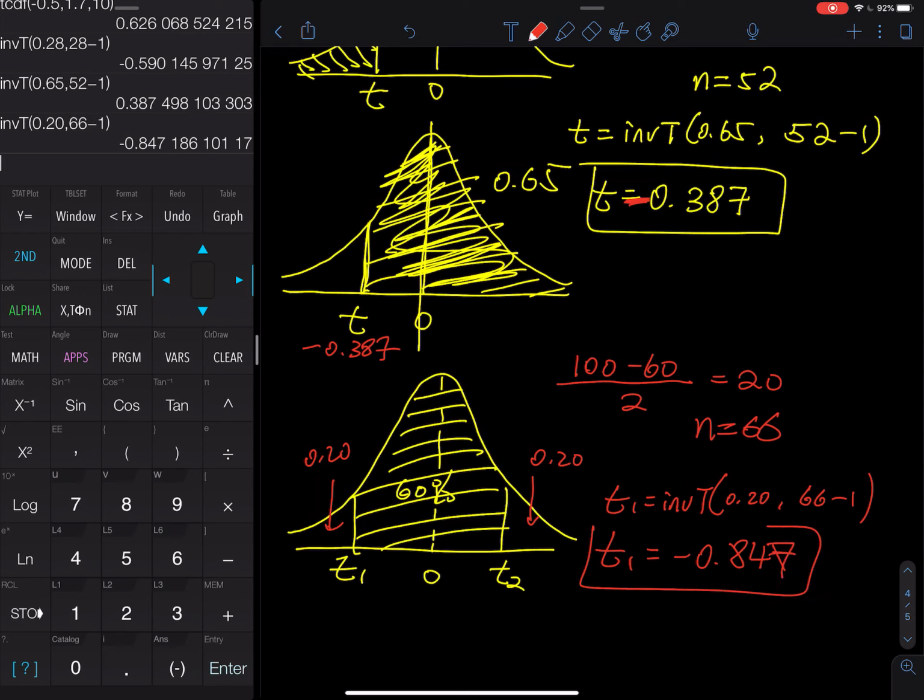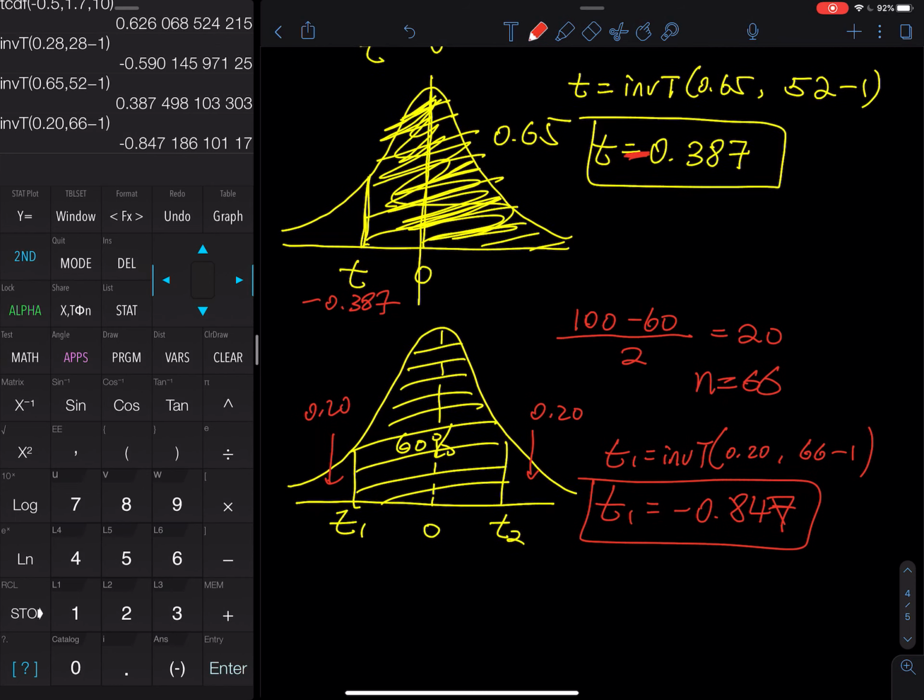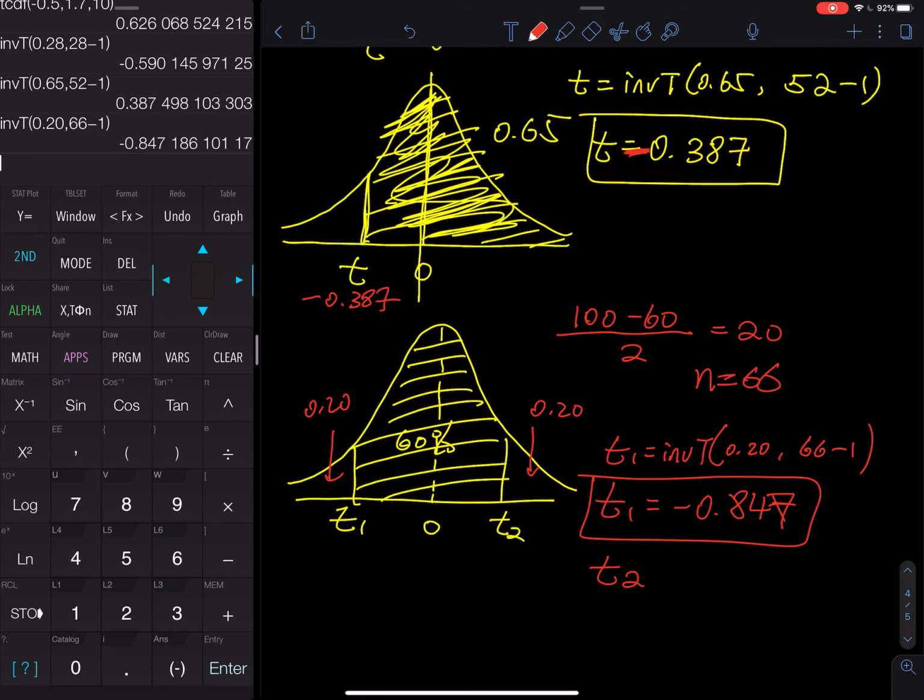So that is my T1, it is on the left side of 0. Of course, we use negative. And then T2 is positive 0.847. So that's how you find the inverse T if you have a piece of area right in the middle. Okay, so that will be all in this part. I will see you in the next part.